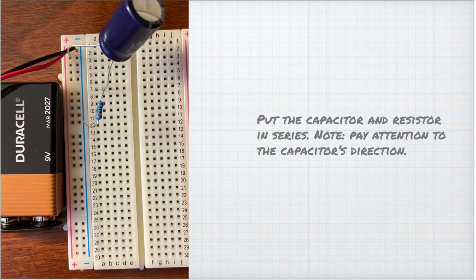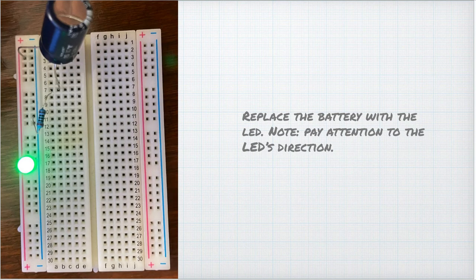We can put the capacitor and resistor in series and charge the capacitor. Once the capacitor is fully charged, we can remove the battery and replace it with an LED. Pay attention to the LED's direction and notice how the LED lights up. The LED will only light up for a short amount of time and will not be lit up after the capacitor is fully discharged.